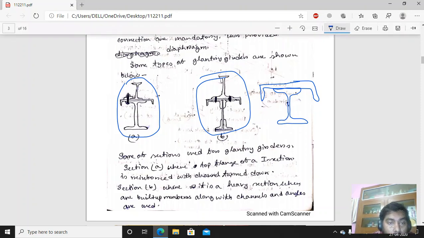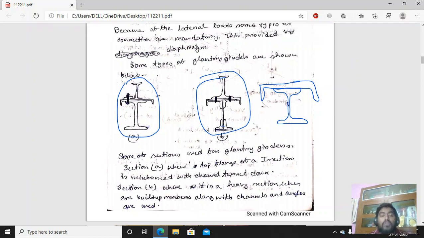Here is one type of connection where one channel and two I sections are connected together. Here is another, all built up members. The angles are there, an I section is there, another angle is there, the channel member is there. So these are some of the arrangements used for the Glantry girder. In general, the Glantry girder is a channel section placed over an I section.